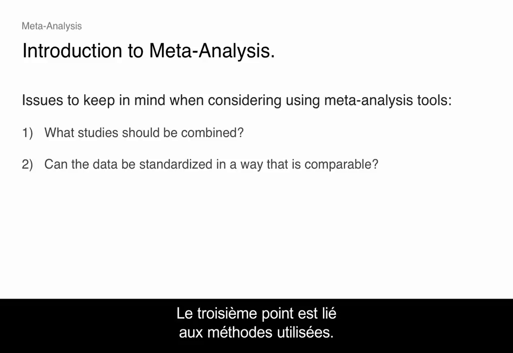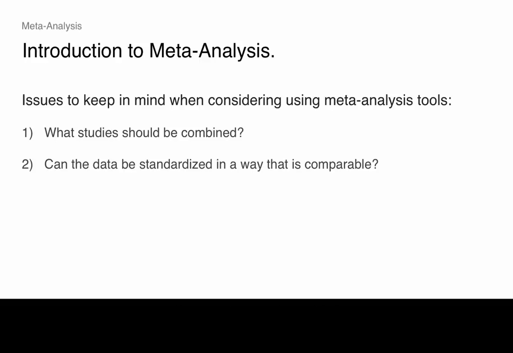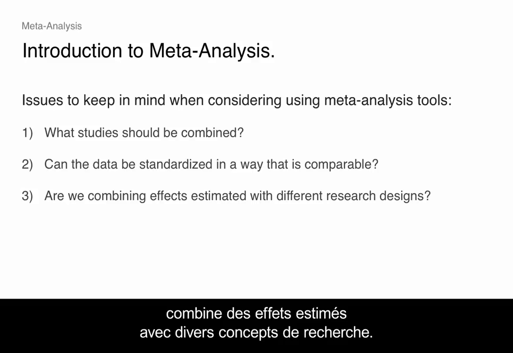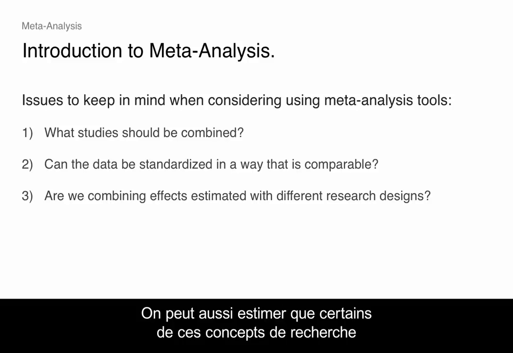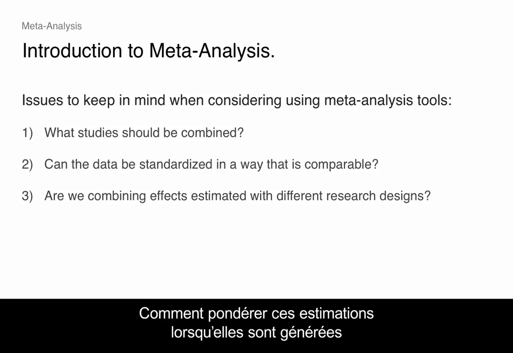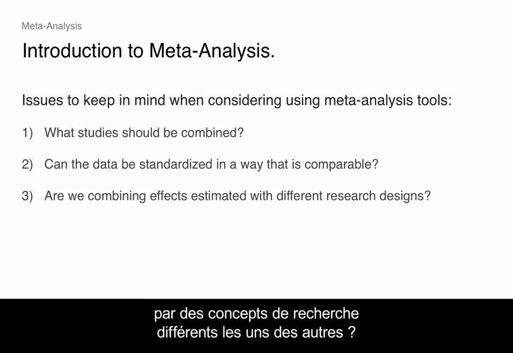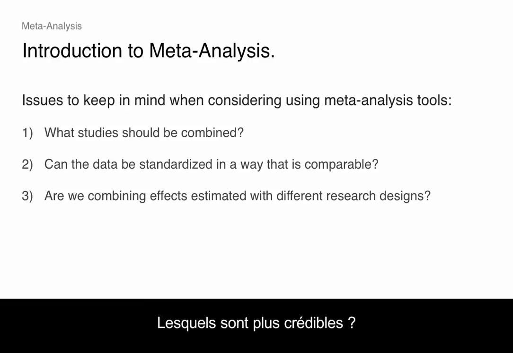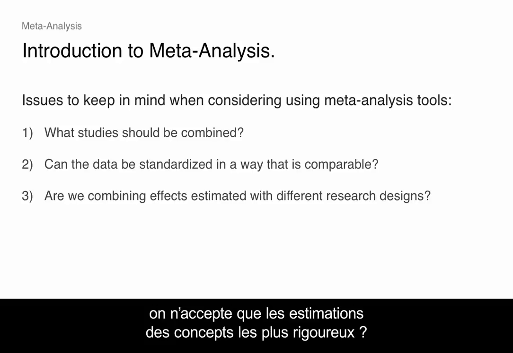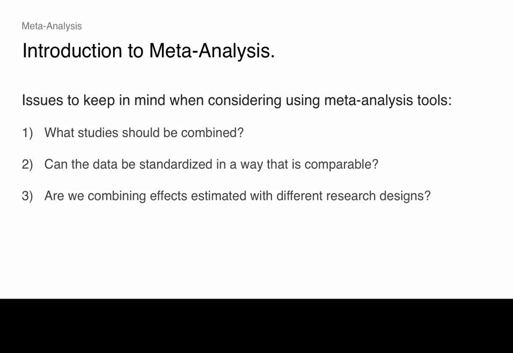A third point really relates to the methods that are used. We may be concerned that a meta-analysis is combining effects estimated using different research designs. And we may think some of those research designs are more credible than others. How do we weight these different estimates when they're generated by different research designs? Which ones are more credible? Do we come up with a really strict standard that we only accept estimates from the most rigorous research designs?